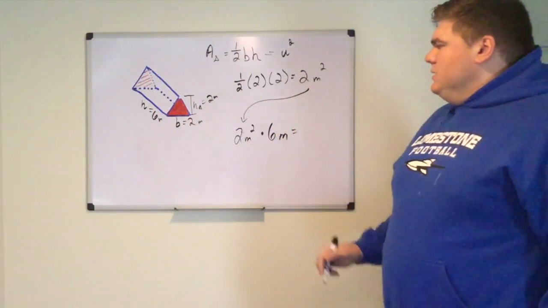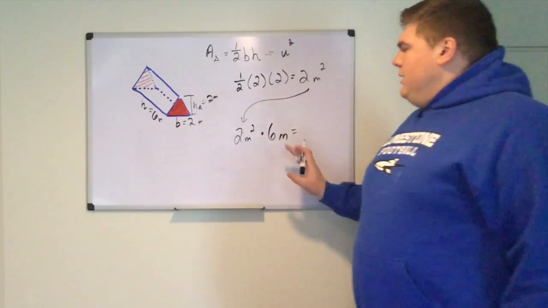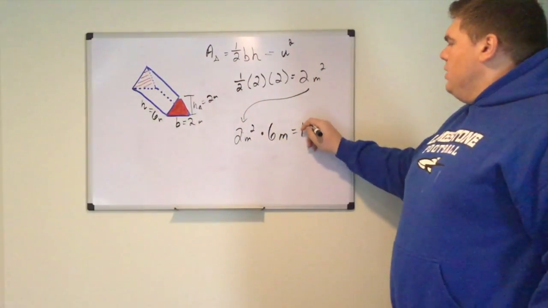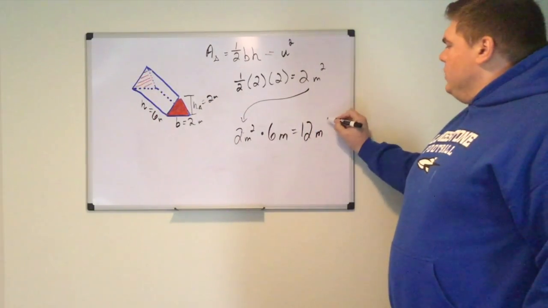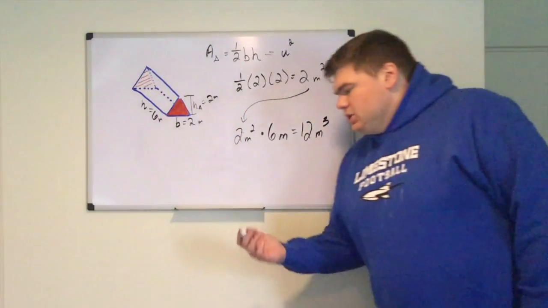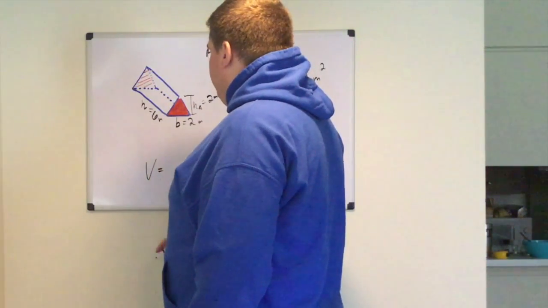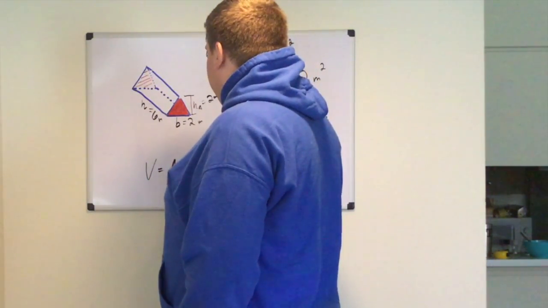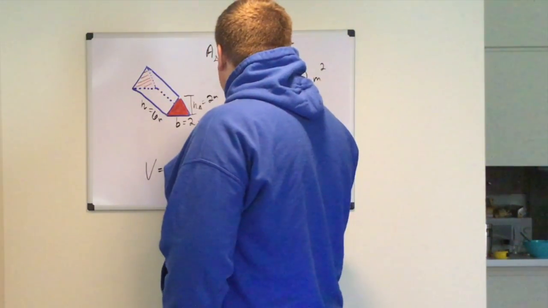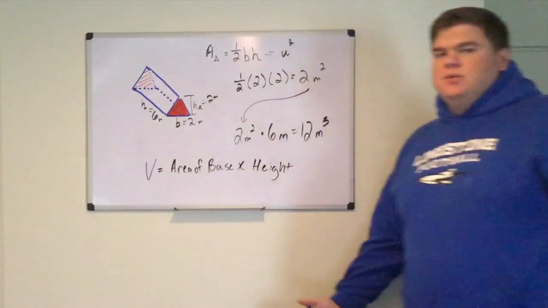So that tells us that if we have a 2 meter squared base and the height of that prism is 6, our total volume of that prism is going to be 12 meters cubed. All right? So in a nutshell, your formula for volume of a prism is always area of base times the height of the prism.